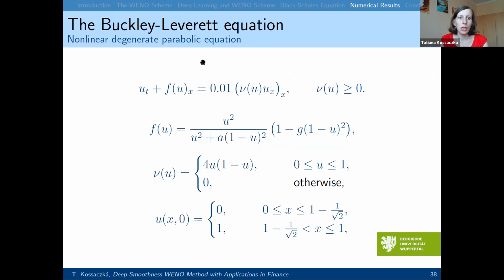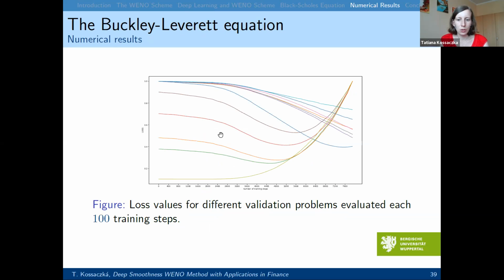It's the Bakry-Levert equation, but also with this parabolic term. And here are also some parameters A and G, which can be generated randomly. And that is also what we did. It means that in the end, we have a new numerical scheme which can be reliably used for solving this Bakry-Levert equation. And here is also the progress of the loss function.